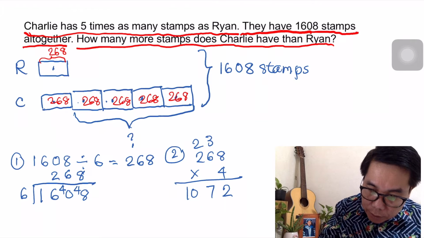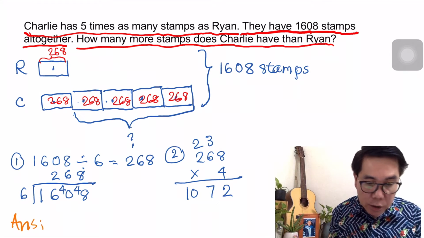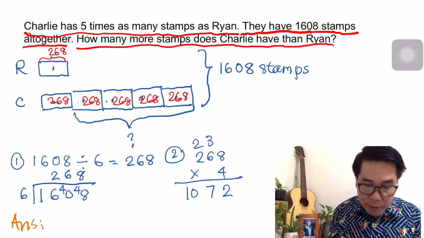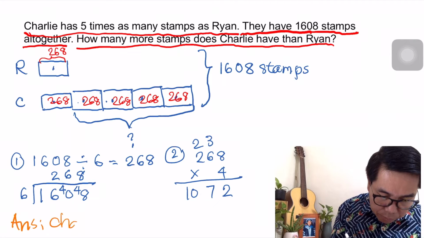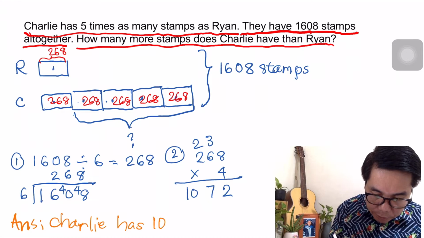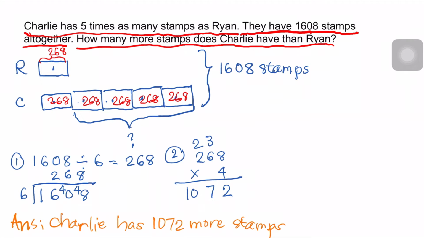So let's go back to the question. How many more stamps does Charlie have than Ryan? So Charlie has 1,072 more stamps than Ryan.